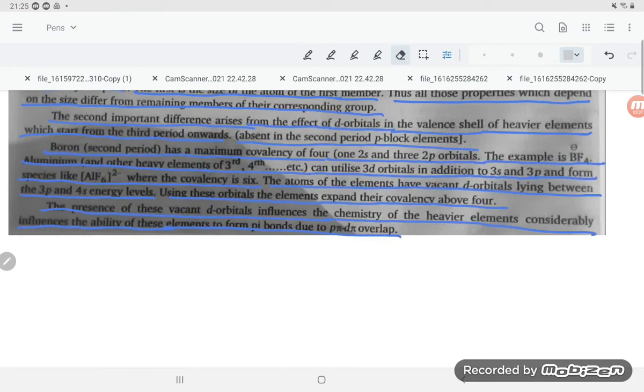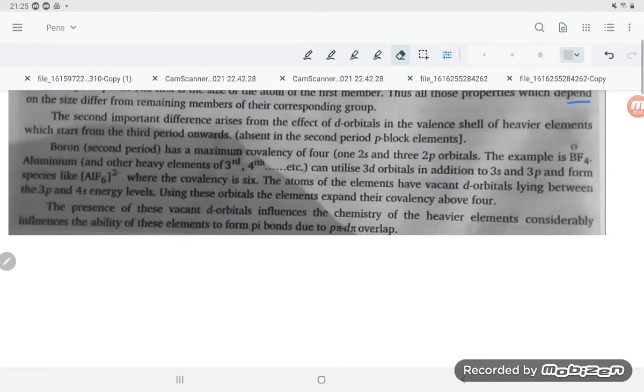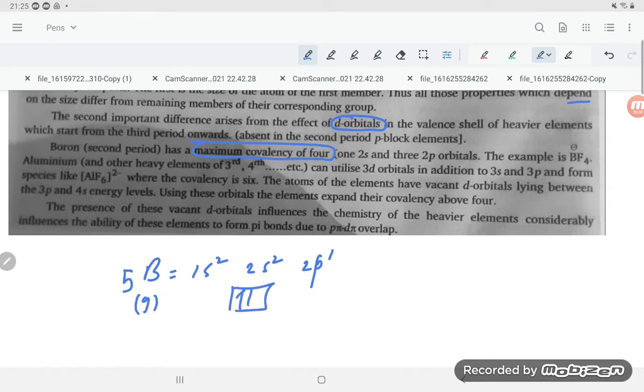So dear student, I think you might not have understood what I read out here, so let us go line by line. They don't have the vacant d orbital, so their maximum valency can be 4. Boron can have a maximum valency of 4. Boron has atomic number 5, and its ground state configuration is 1s2, 2s2, 2p1.